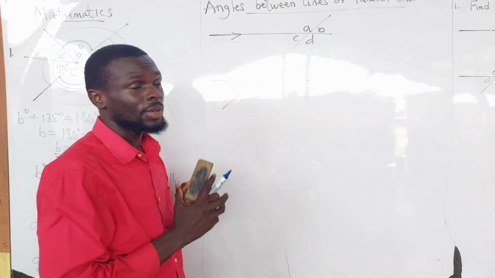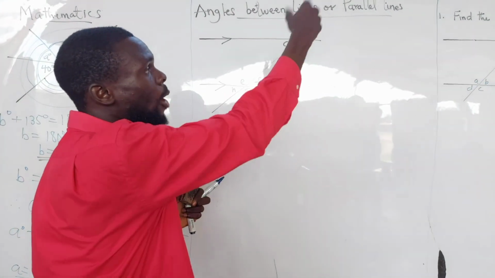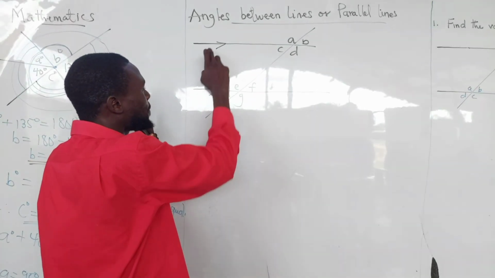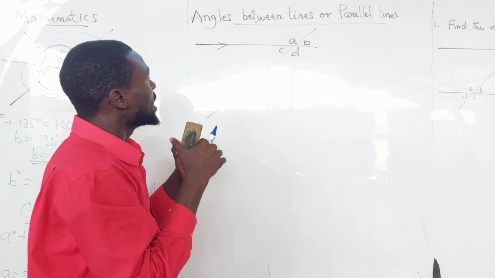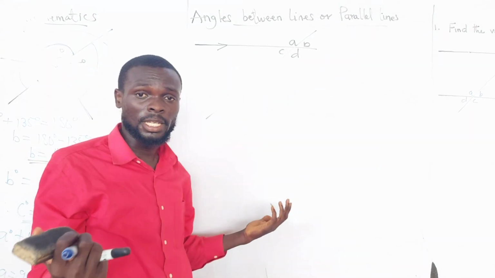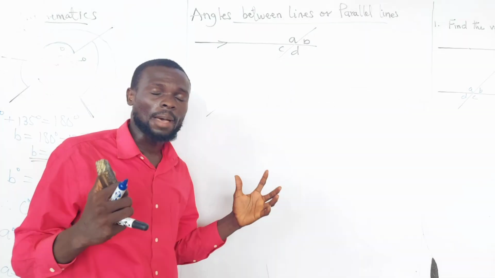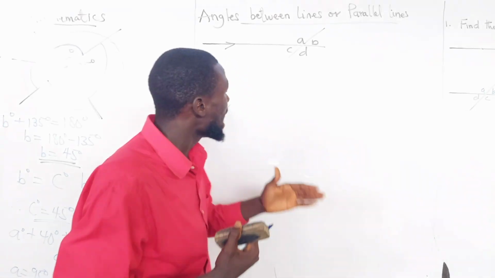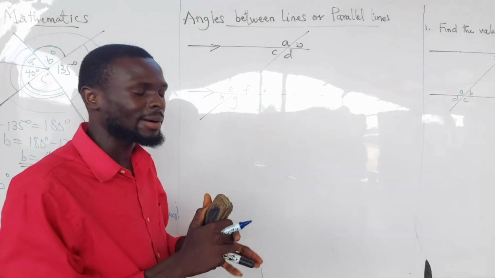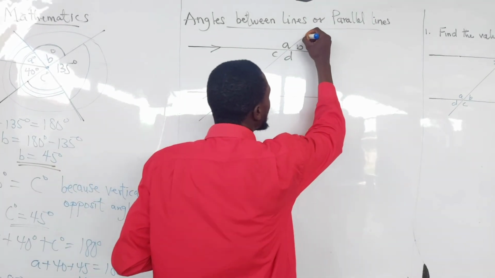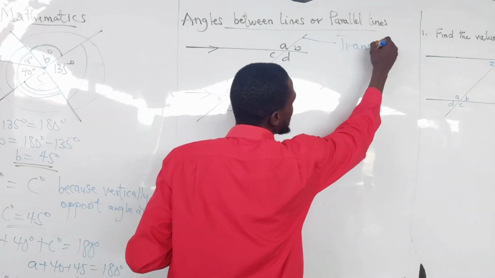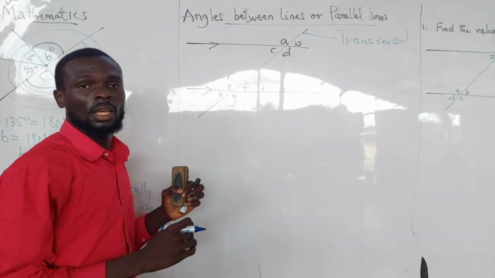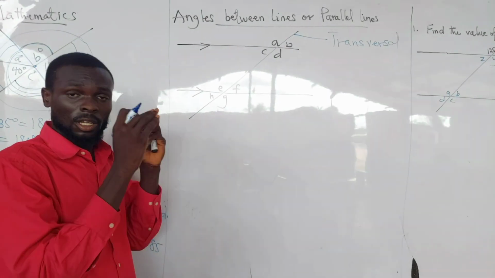Now let's look at this. When we say angles between lines or parallel lines, we can use this idea only if these lines are parallel. What makes them parallel is that they never meet, because we know that lines are said to be parallel if they never would meet. And the line that cuts across a parallel line, which is this one, is known as a transversal.